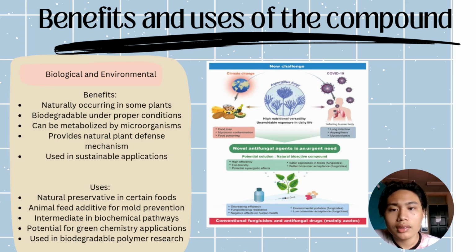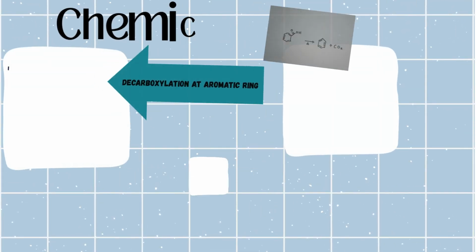Biochemically, it serves as an intermediate in metabolic pathways, contributing to various organic processes. Researchers are exploring its role in green chemistry, where it could help develop more sustainable industrial processes. Additionally, studies are investigating its potential in biodegradable polymer research, which could lead to environmentally friendly plastic alternatives.